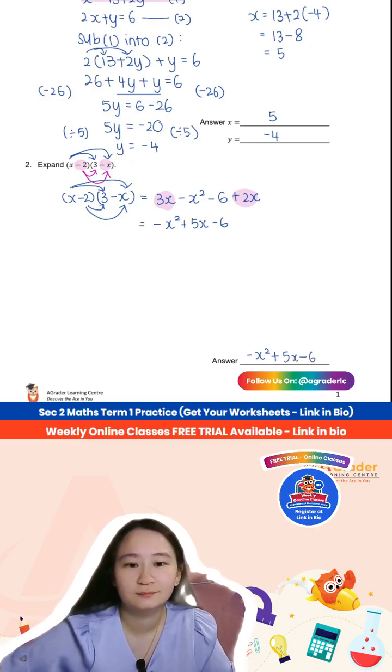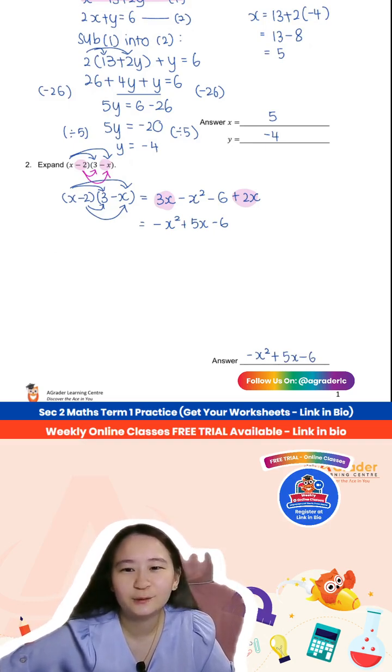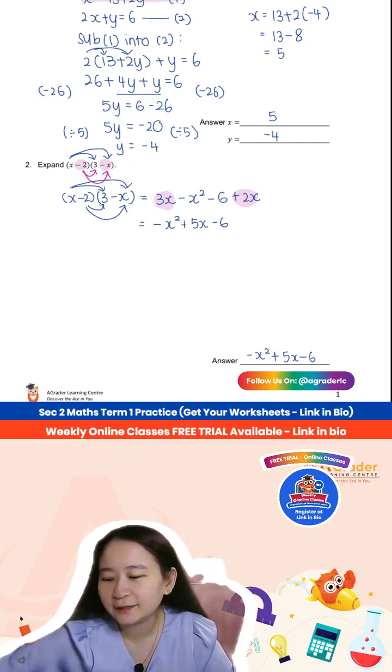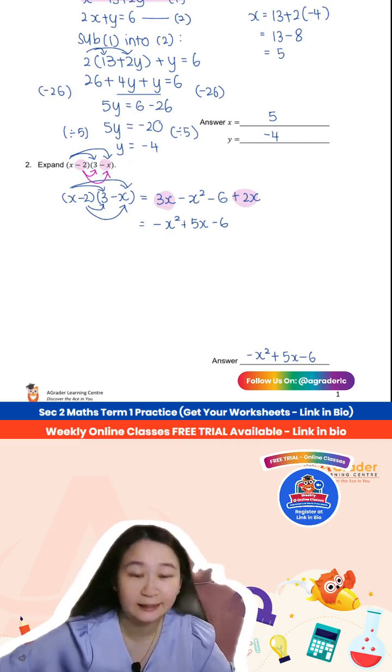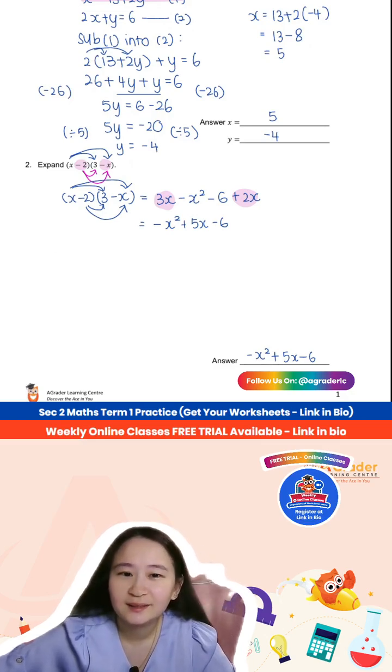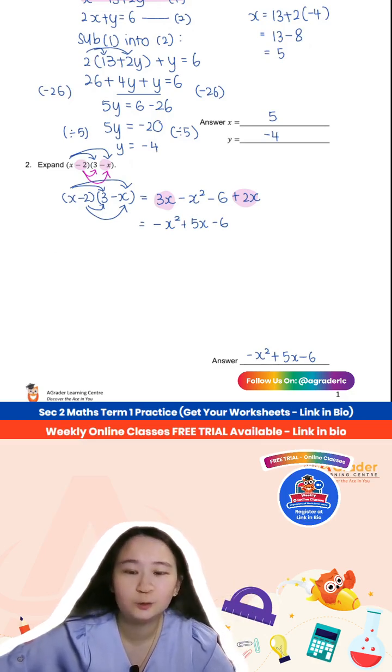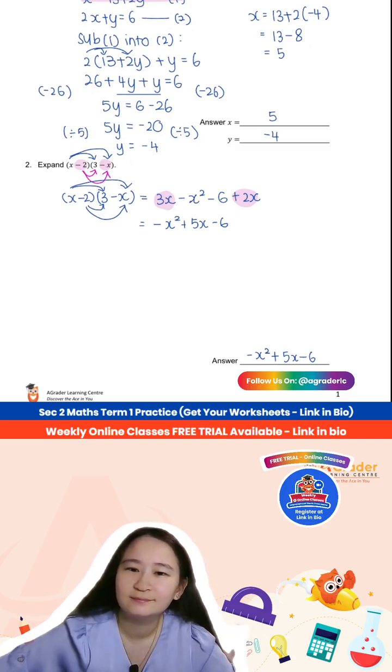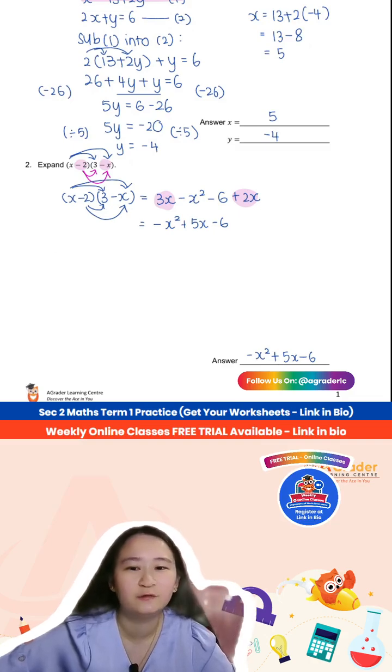Negative x is to the power of 2 because x times x is x squared. Sorry, only x has the power of 2, the rest no powers. Why not? The x squared is negative, that's why there's a negative sign in front.